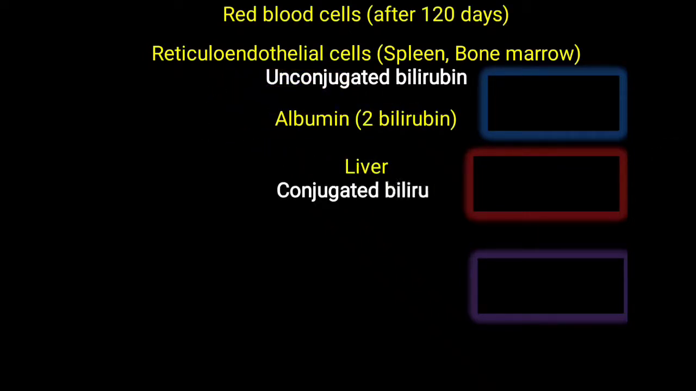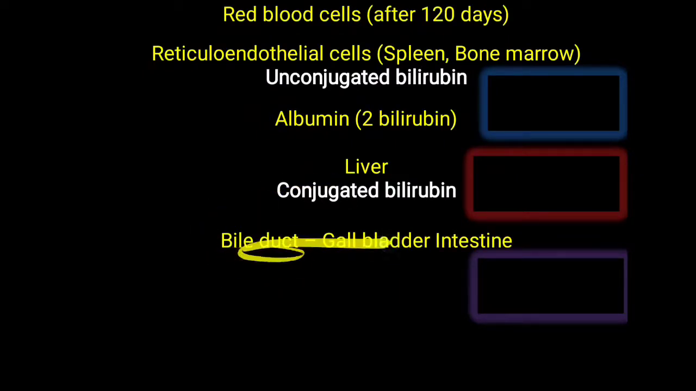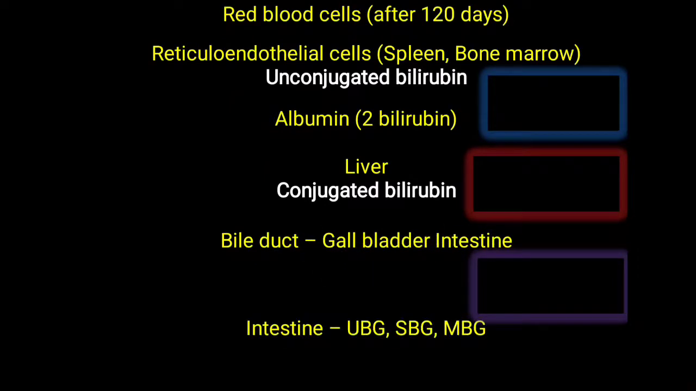Now in the liver the conjugation process will occur, so finally this bilirubin will convert into conjugated bilirubin. This conjugated bilirubin is secreted by an active process into the bile duct, and from the bile duct it will enter the gallbladder, and from the gallbladder it will go into the intestine. Inside the intestine some deconjugation process will occur, and finally urobilinogen, stercobilinogen and mesobilinogen are generated, and they are all excreted in feces and urine respectively from stercobilinogen and urobilinogen. So that is the simple metabolism of bilirubin.